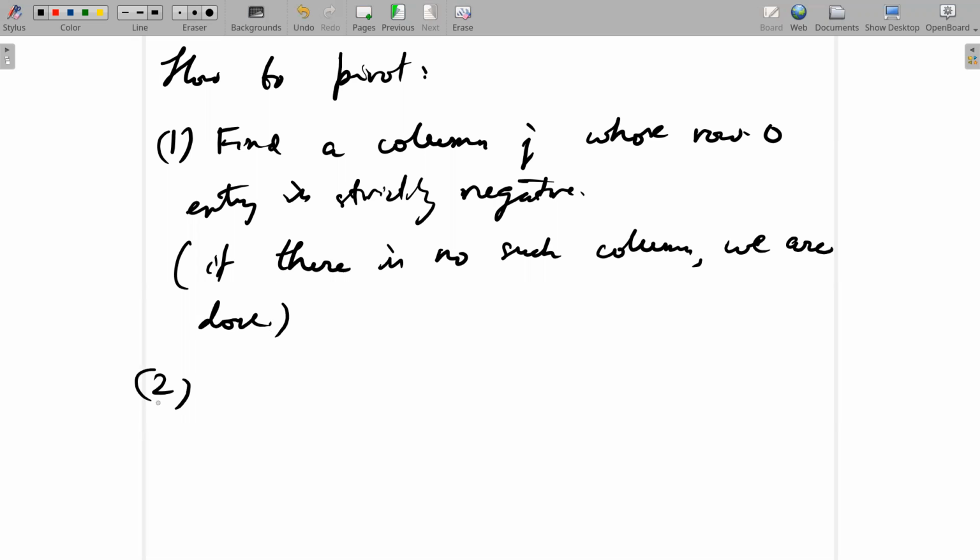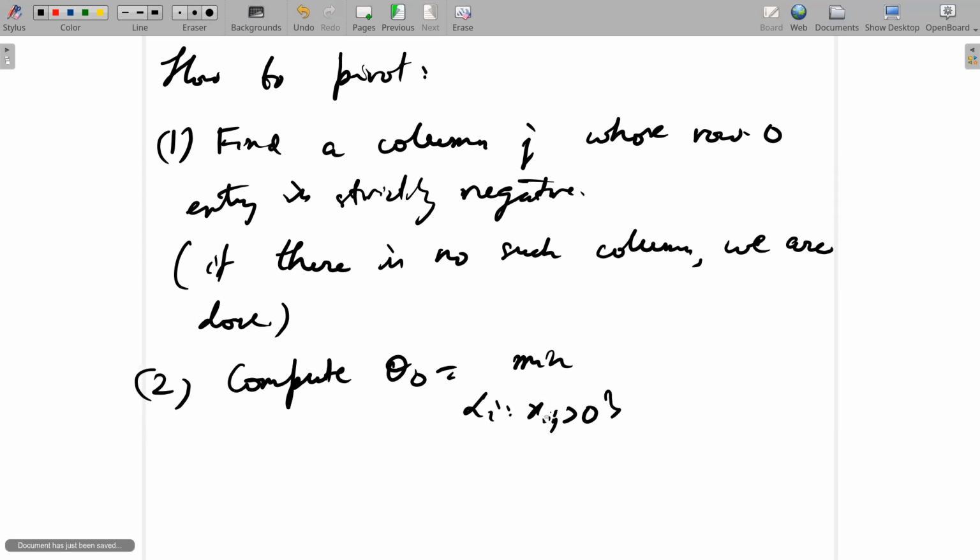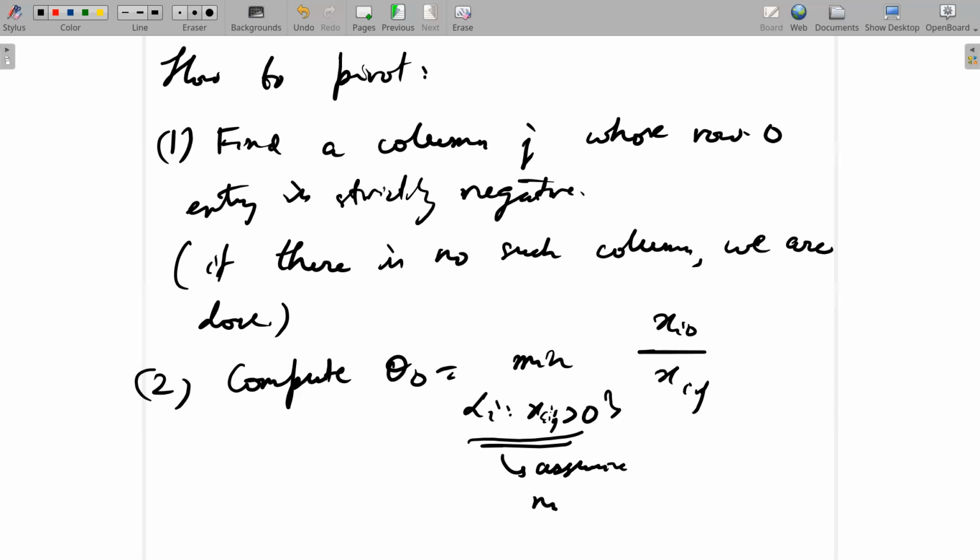Two. Now we are talking about theta naught. So compute theta naught: the minimum over this set, Xij strictly bigger than 0. This J has been chosen, right? So on that column, you find that index. So the minimum of this quantity Xij. Here also an assumption has to be made that this is non-empty. Assume non-empty.